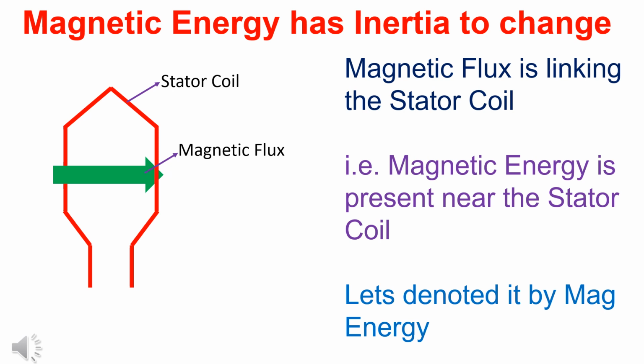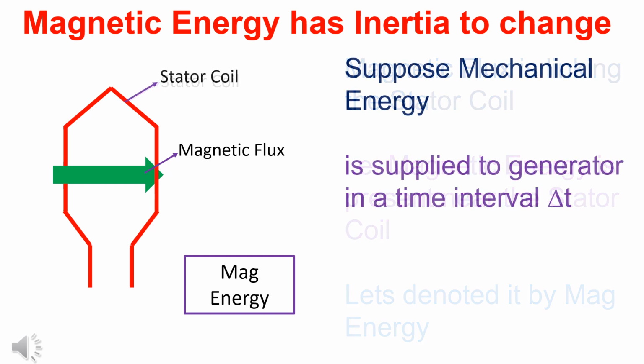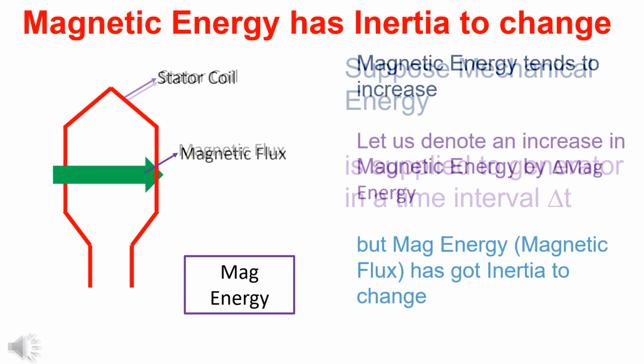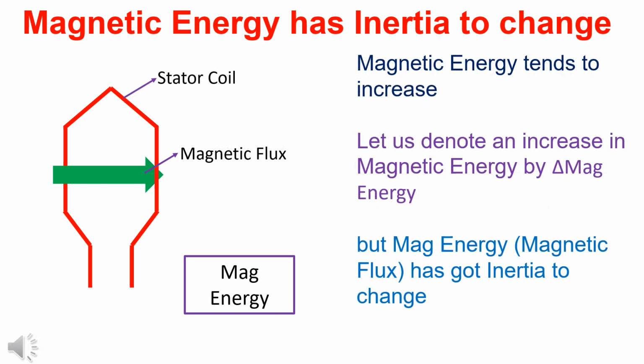Let the magnetic flux be linking the stator coil. Let's denote the magnetic energy present by mag energy. The mechanical energy is supplied to the generator in a time interval delta t. Magnetic energy tends to increase. Let us denote the increase in magnetic energy by delta mag energy. But magnetic energy has got inertia to change.